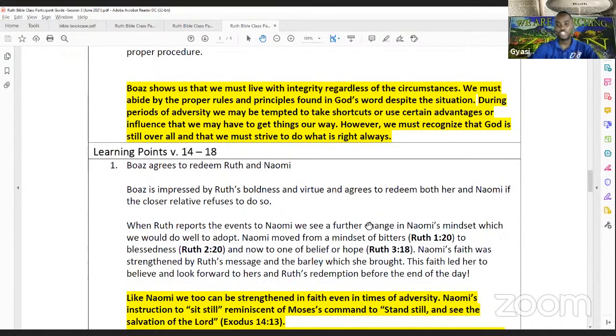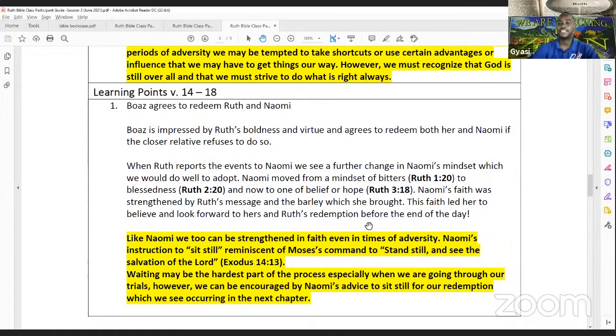Now, as we close off the chapter in verses 14 to 18, Boaz agrees to redeem Ruth and Naomi. Again, he was honest enough to let them know that he was a relative, but he was not the closest relative. So he will see to it that the matter is addressed. If the closer relative decides to redeem them, he can't do anything about it. He's not going to use his influence, his money, his might to circumvent the rules, to manipulate things. He's going to do it the proper way.